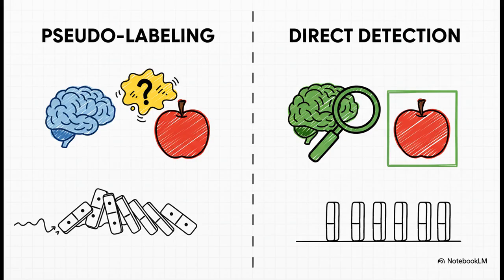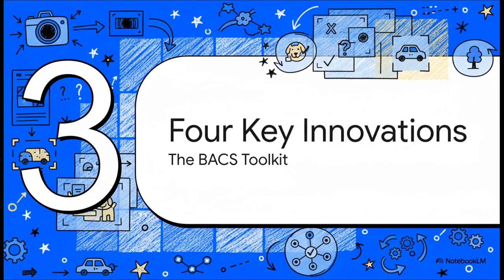But what happens if the old model is wrong? Well, those errors just build up and up over time. It's a classic case of confirmation bias. The model gets more and more confident in its own mistakes. BACS's approach is totally different. It says, forget guessing. Let's just detect the problem directly. And this detect, don't guess philosophy is really built on 4 key pillars.